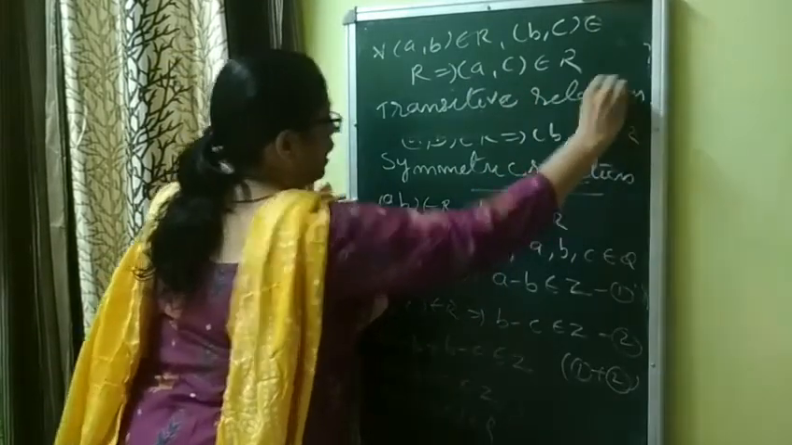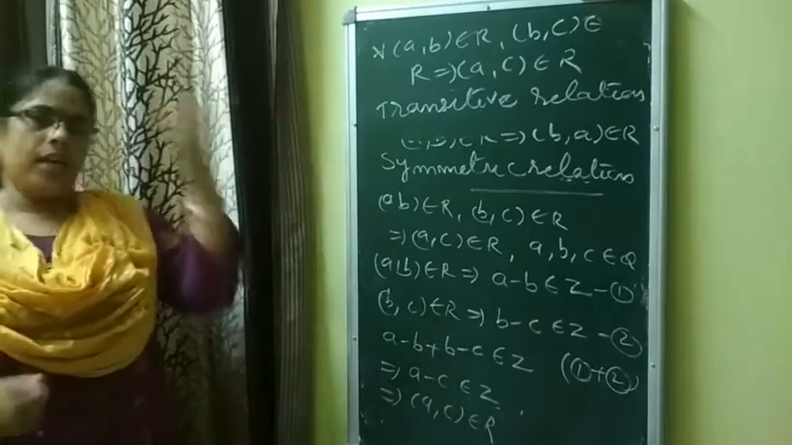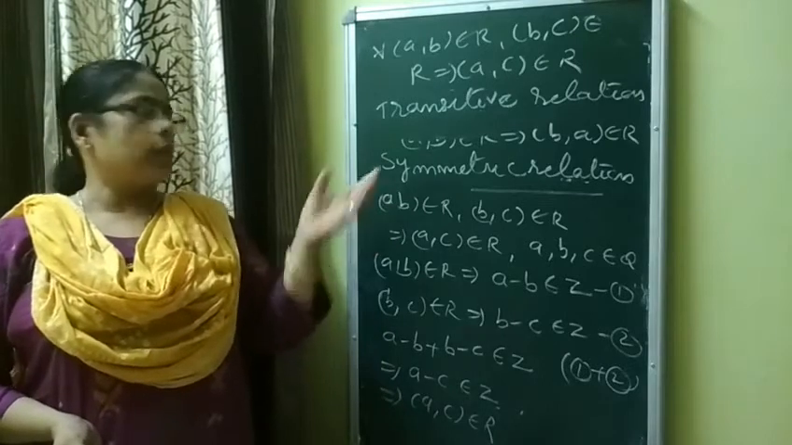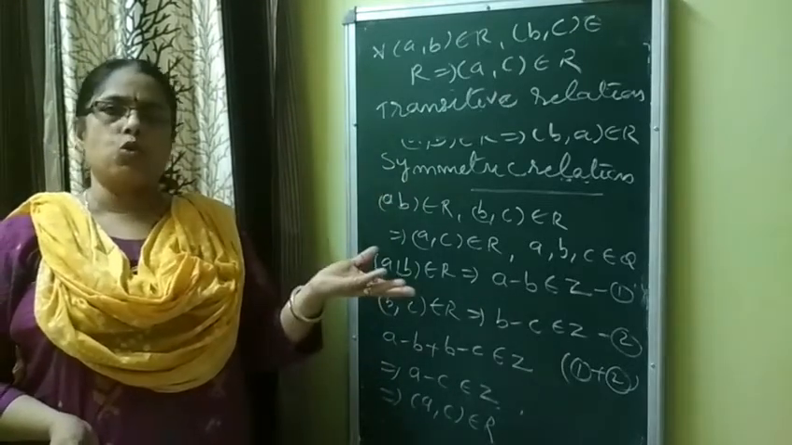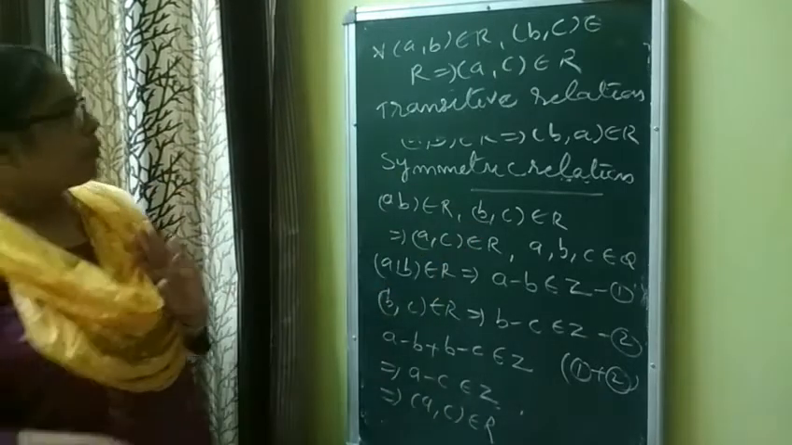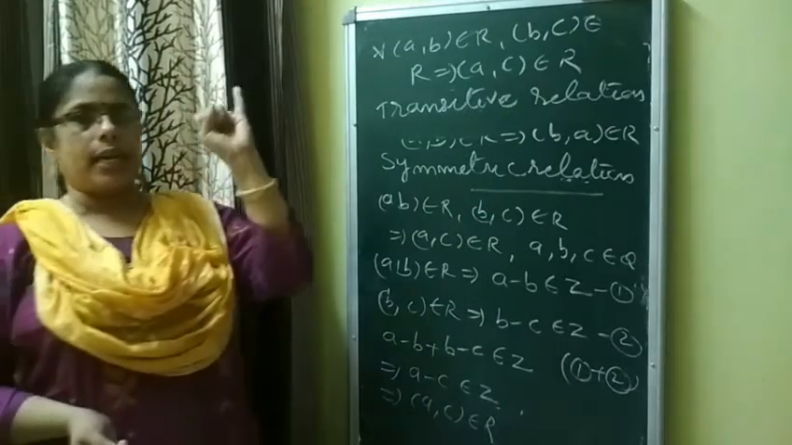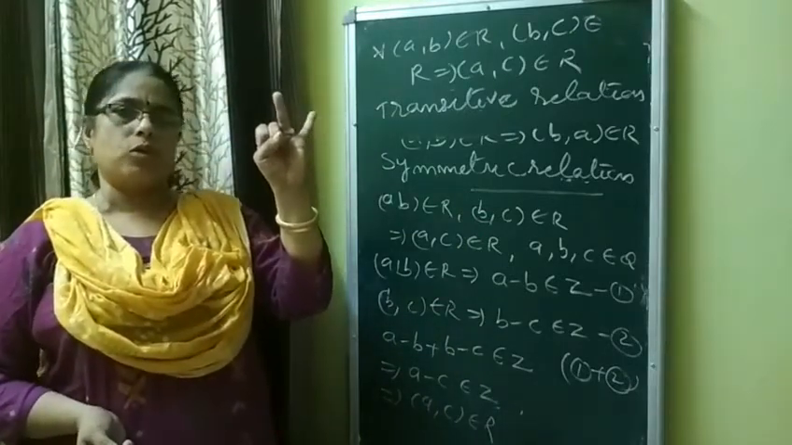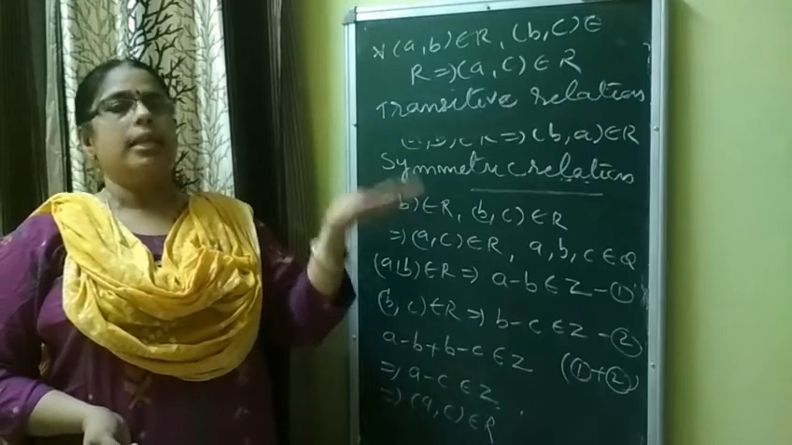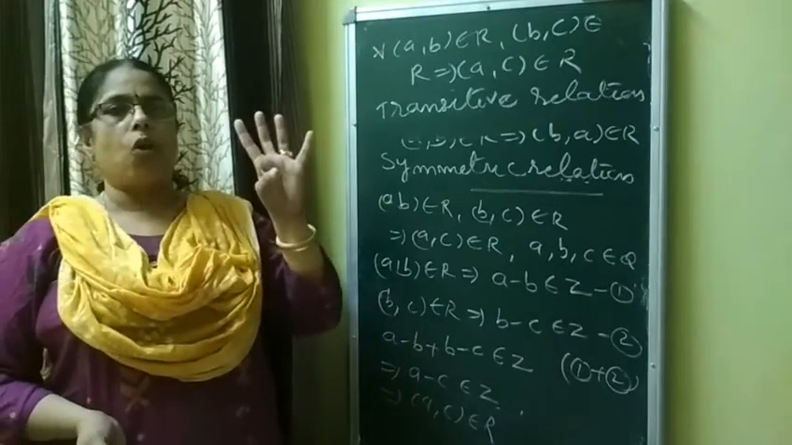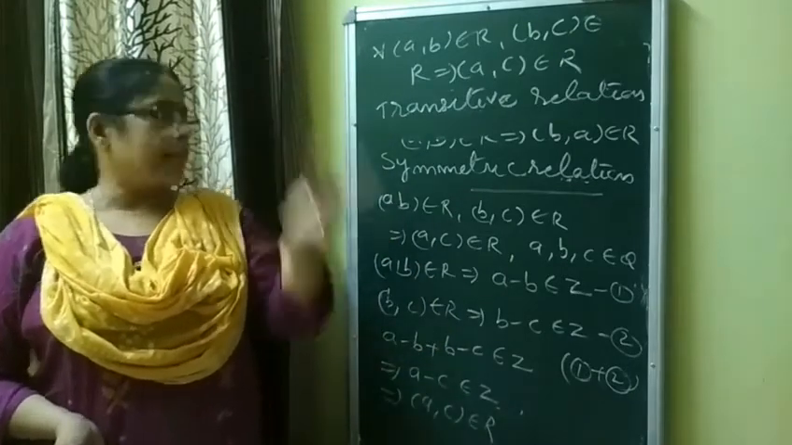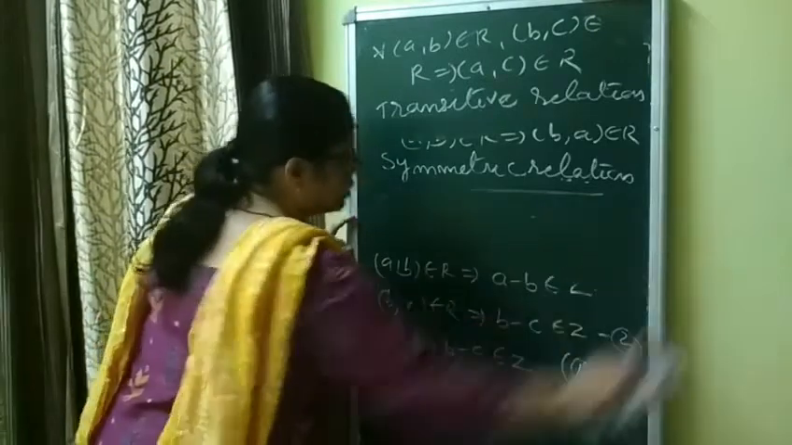First one is a belongs to R, which means reflexive relation. ab belongs to R implies ba belongs to R is symmetric. ab belongs to R, bc belongs to R implies ac belongs to R is transitive. The relation which satisfies all these three conditions, the relation which is reflexive, symmetric and transitive, is known as equivalence relation.